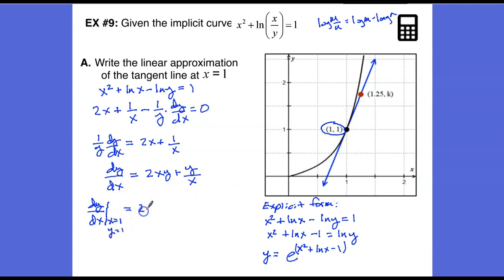So this gives us 2 times 1 plus 1 over 1 is equal to 3. So f of x is approximately L of x equals 3 times x minus 1 plus, and the y value, f of 1, is 1. And so this will be our tangent line.